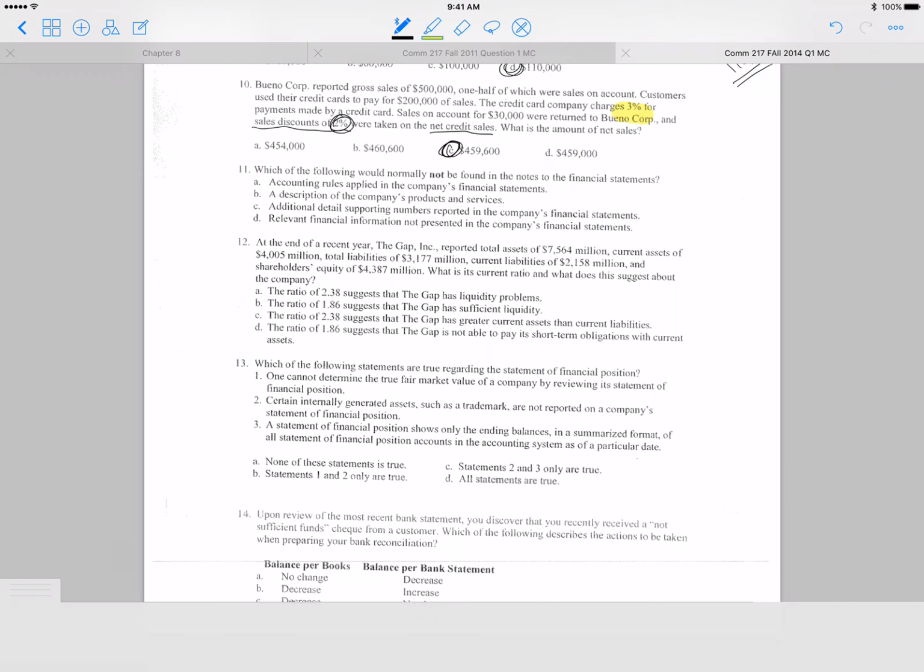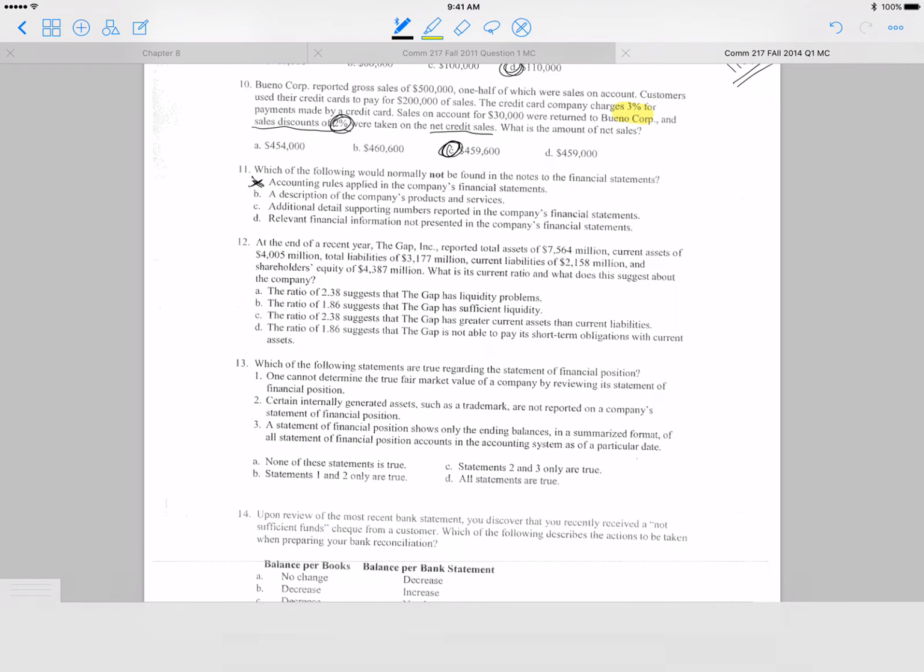Number 11 says, which of the following would normally not be found in the notes to the financial statements? So the notes for the financial statements just explain the numbers, the quantitative data. If we look at A, the accounting rules applied in the company's financial statements, that would be correct because we're explaining how we got the numbers, the accounting rules on how we calculate depreciation or bad debt expense. So that would be in the notes.